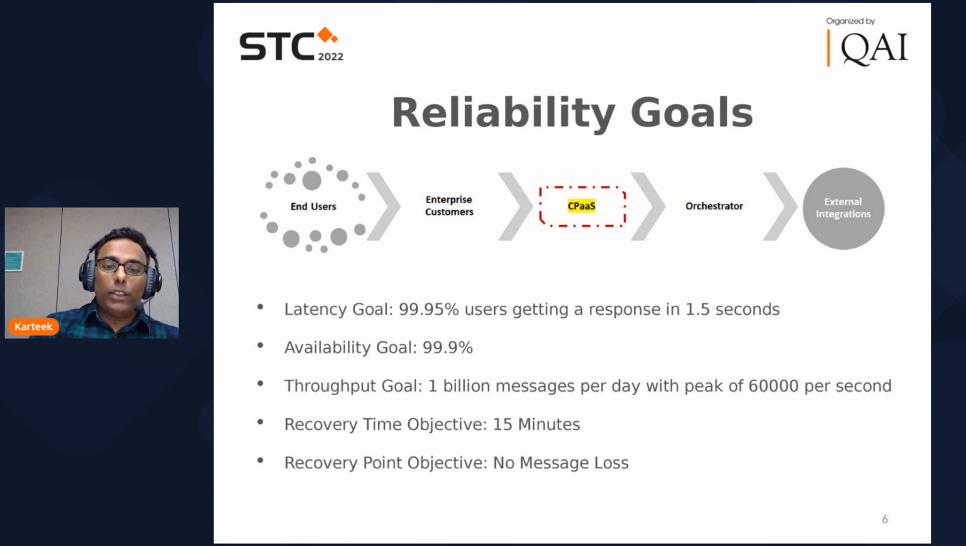99.9%, a throughput goal of 1 billion messages per day, with peak going up to 60,000 messages per second at any point in a day. Recovery time in case of any disaster or failure, 15 minutes, and recovery point objective as no message loss. Though the recovery point objective is very ambitious, that was a requirement from the customer, and we have to work on it and try to provide a solution around it.